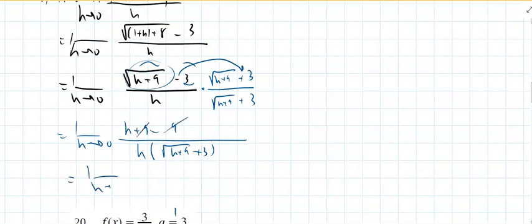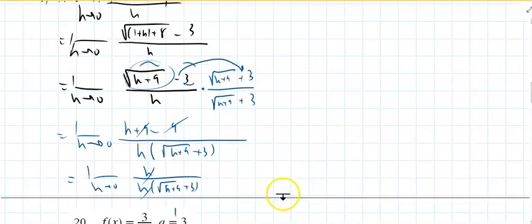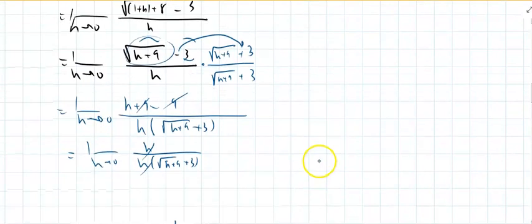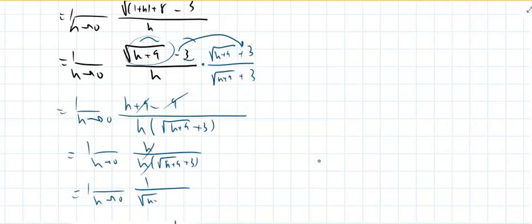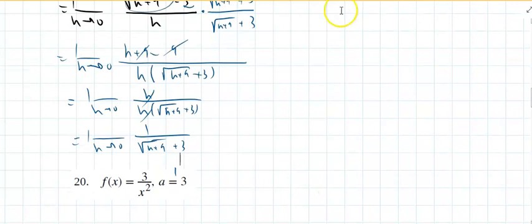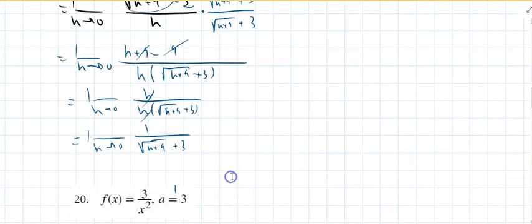I'm looking at the limit as h approaches 0 of h over h times the square root of h plus 9 plus 3. Those cancel out. And one more step. Lengthy problem, it's okay. That's the limit as h approaches 0 of 1 over the square root of h plus 9 plus 3. If you let h equal 0, you'll notice that if you put a 0 there, you get the square root of 9, which is 3, plus 3. So the slope of the tangent at 1 is 1 over 6.